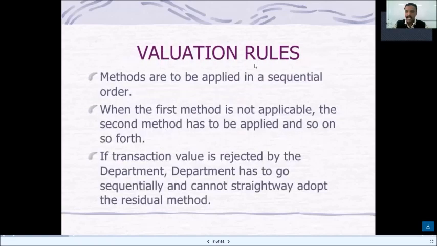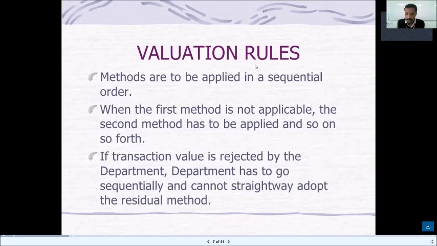Valuation rules: how do I determine the value of the imported goods with the help of the valuation rules? The methods have to be applied in a sequential order, a step-by-step process. When the first method is not applicable, the second method has to be applied, and so on. There are many valuation rules given: Rule 3, Rule 4, Rule 5, Rule 6, Rule 7, Rule 8, Rule 9, Rule 10. Like that, various rules are given.